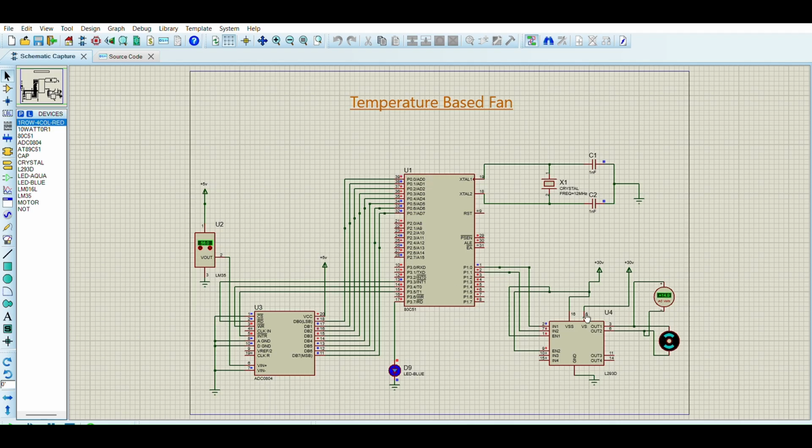How can we change the LM35 sensor's temperature? So here we can see the AC volts as more. So thank you. This is the project.